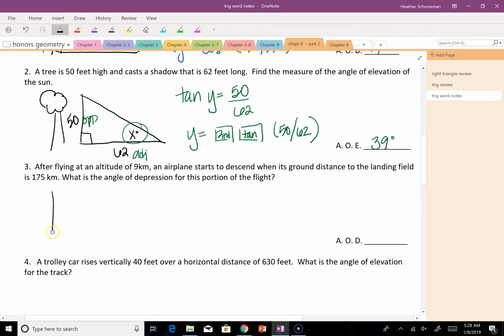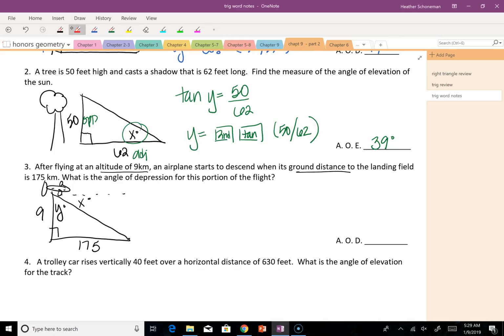All right. After flying at an altitude of 9 kilometers, an airplane starts to descend. Well, if it's descending, it's going down. So here's our airplane going down. Altitude of 9 kilometers. Altitude means height, so this is 9. Its ground distance, well, that's got to be on the ground, is 175. We want to find the angle of depression, which is outside the triangle here. Now, when we solve trig, we can't find that angle, but we can find the angle inside, which is right here.